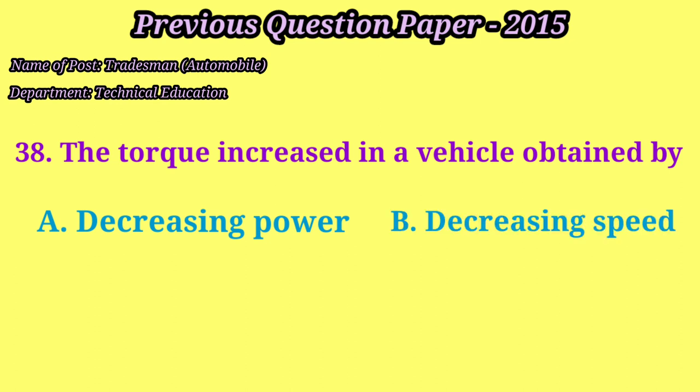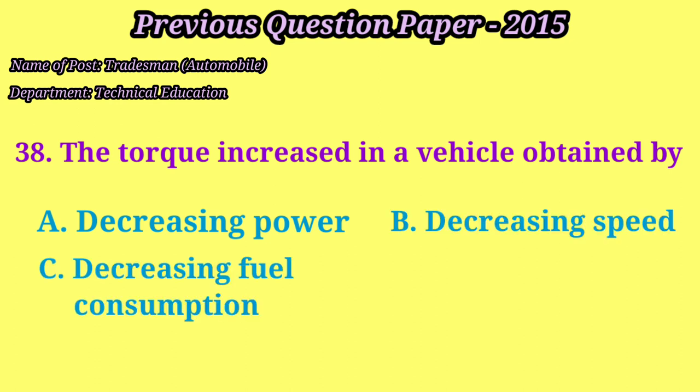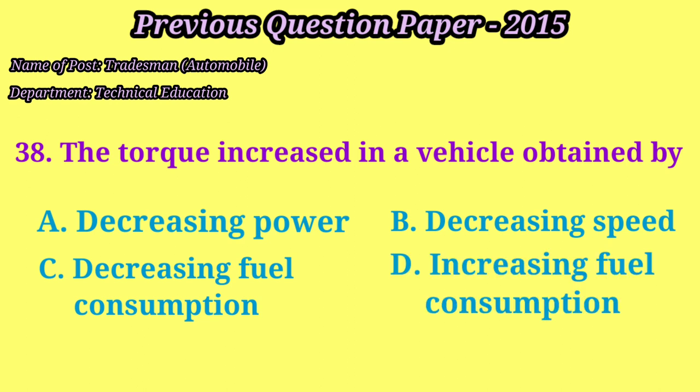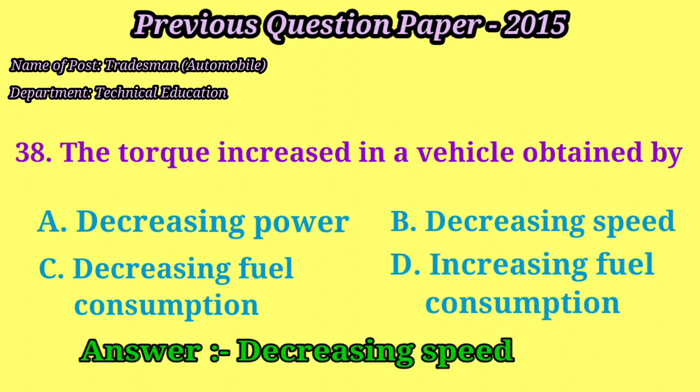38. The torque in a vehicle is increased by: A. Decreasing power. B. Decreasing speed. C. Decreasing fuel consumption. D. Increasing fuel consumption. Answer: Decreasing speed.